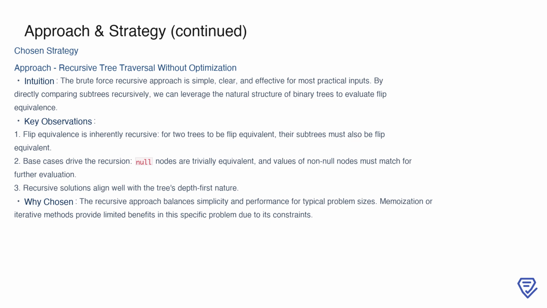Key observations reinforce this choice. First, flip equivalence is inherently recursive, and the problem's base cases, such as null nodes being trivially equivalent, guide the recursion effectively. Second, the depth-first nature of the recursive solution fits seamlessly with the binary tree structure, allowing us to evaluate equivalence in a straightforward manner. Given the constraints of this problem, the recursive approach strikes a good balance between simplicity and performance. While other methods like memoization or iteration can offer advantages in certain scenarios, their added complexity doesn't provide significant benefits for the typical input sizes encountered here.